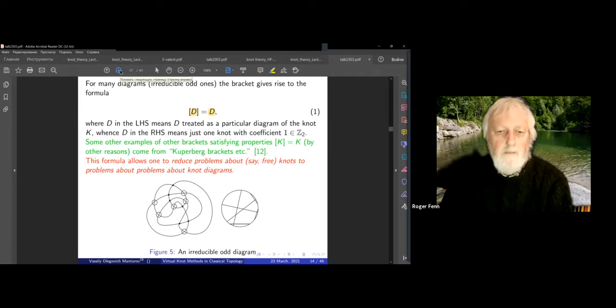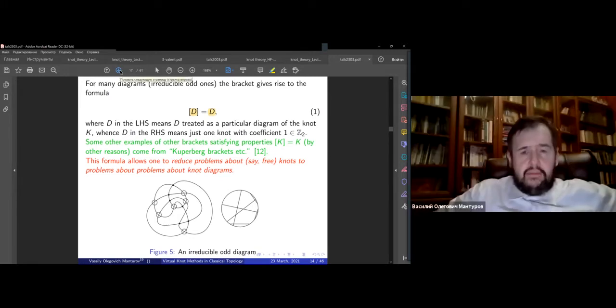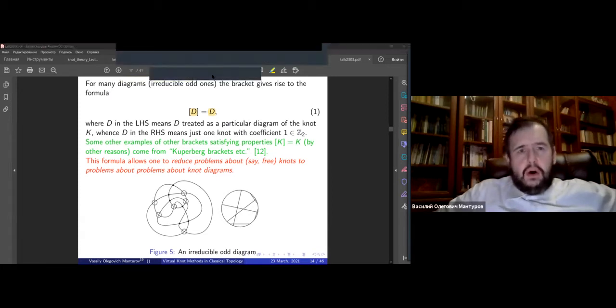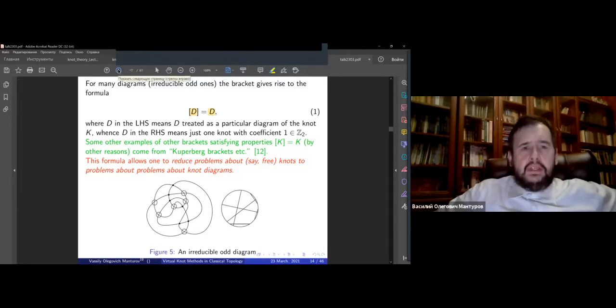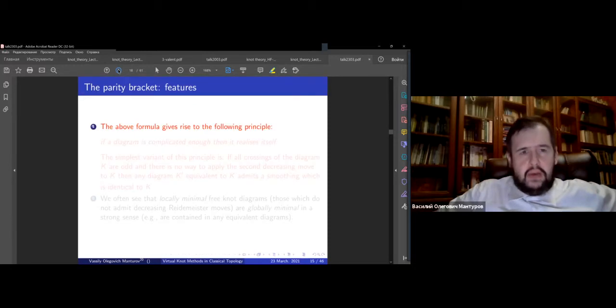Okay, actually for 6 crossings, I have, well, at least 3 such diagrams, I think, which are completely odd. And for 4 crossings, I have nothing. And 5 crossings is impossible for completely odd diagrams.